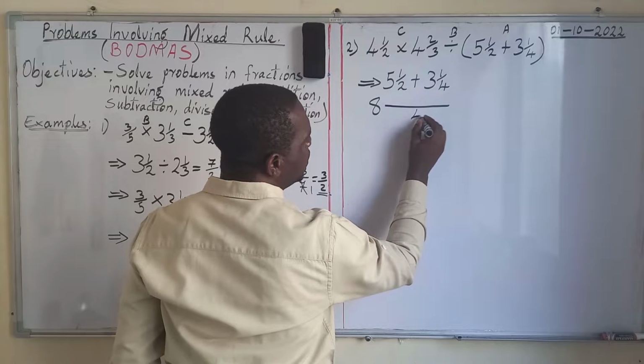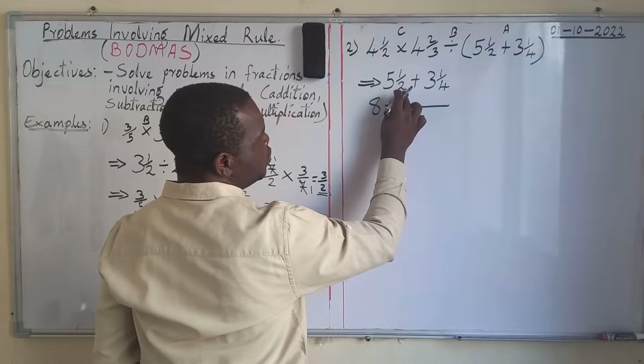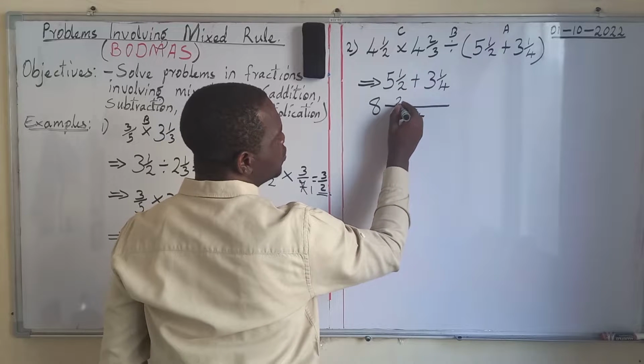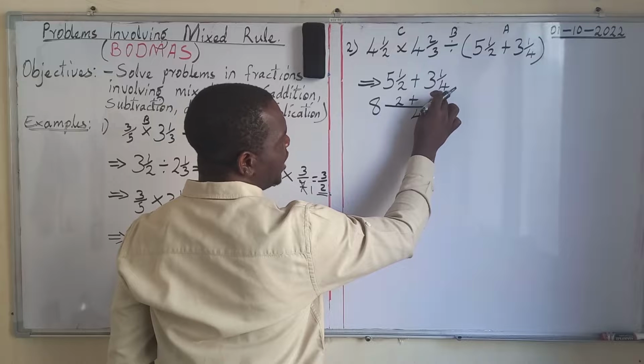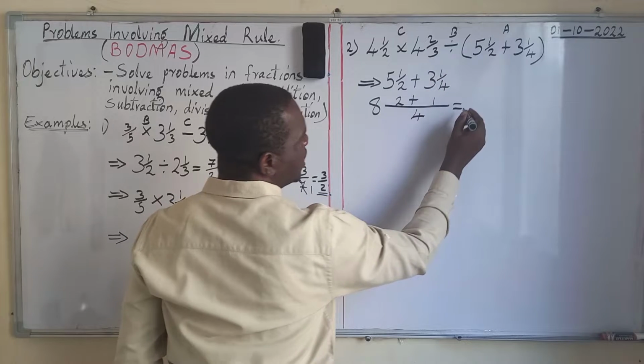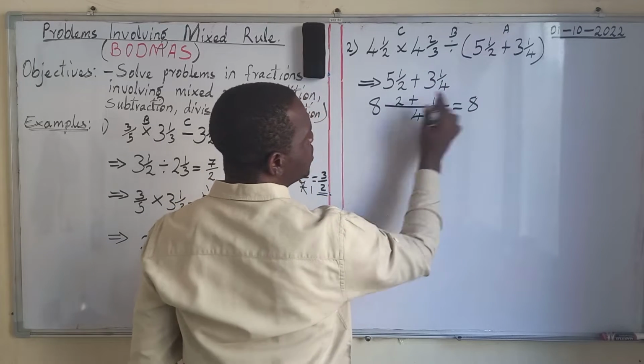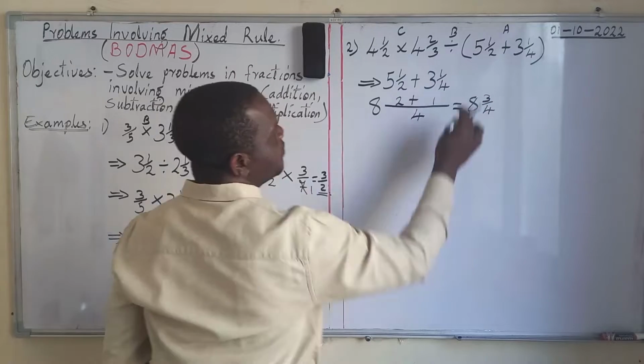LCM will be 4. 4 divided by 2 is 2. 2 times 1 is 2. You bring down your addition sign. 4 divided by 4 is 1. 1 times 1 is 1. And this is equal to 8 and 3/4 for A.